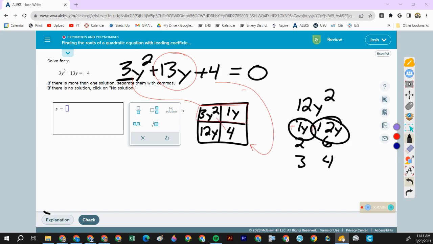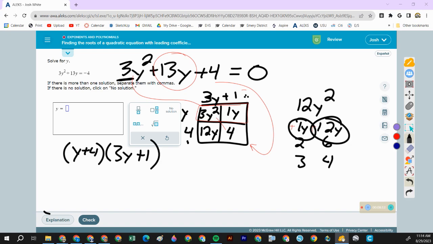A y. Okay? And then whatever number goes here has to multiply by y to equal 3y squared. So this would be 3y. And then whatever goes here has to multiply by y to equal 1y. That would be plus 1. And then whatever number goes here has to multiply by 3y to equal 12y. So that would be 4. So my factors are y plus 4 and 3y plus 1.